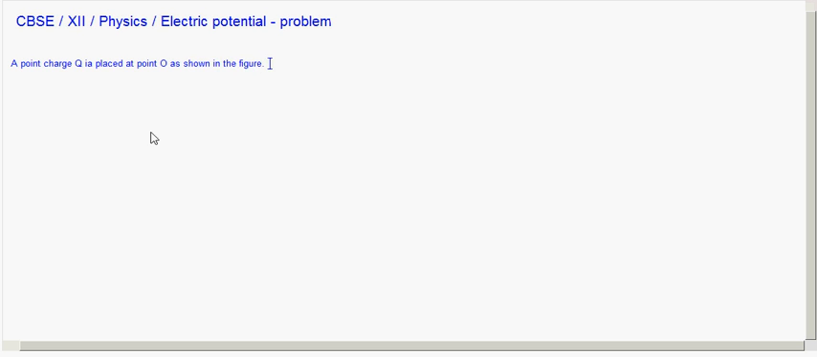Is the potential difference VA minus VB positive, negative or 0? If Q is positive, and if Q is negative.